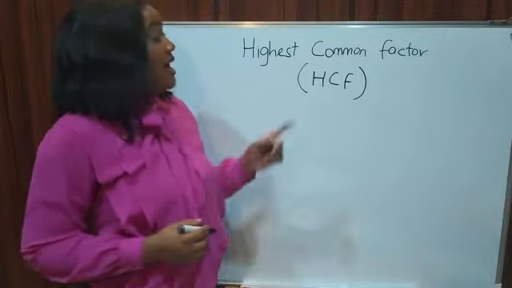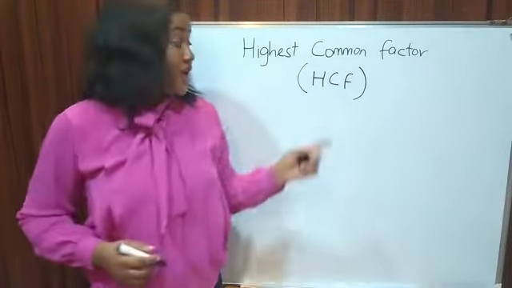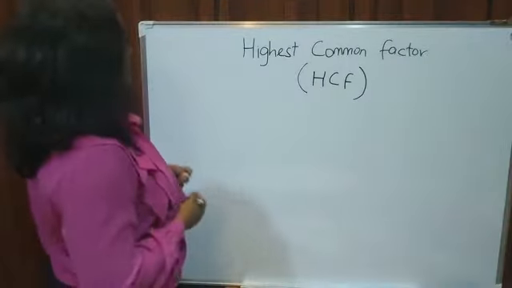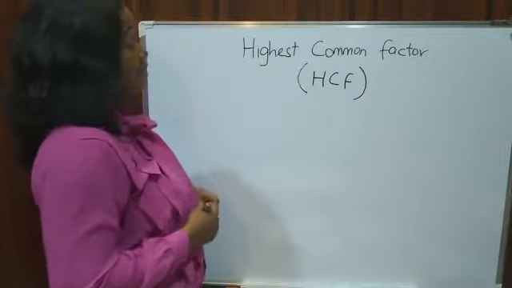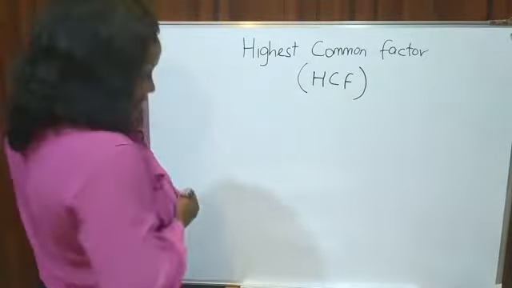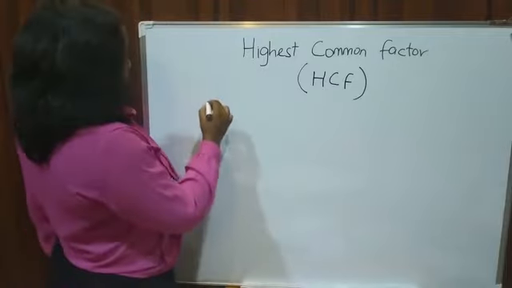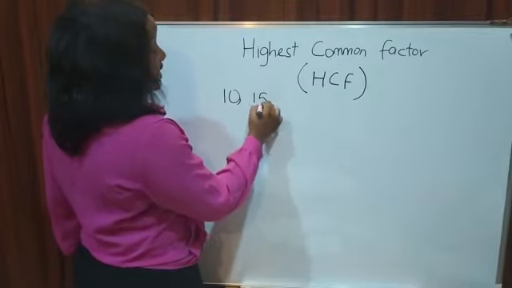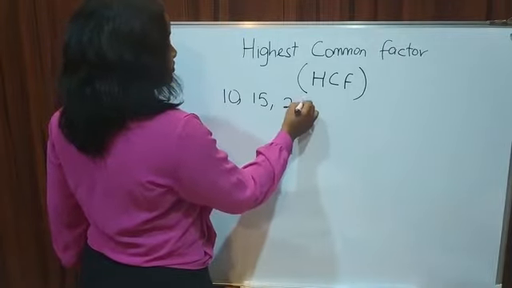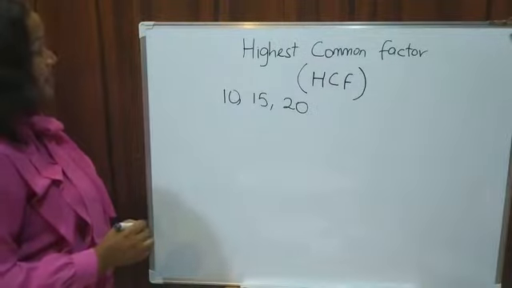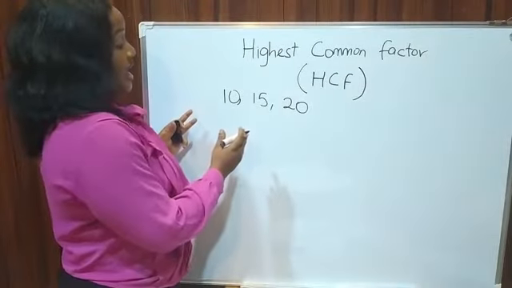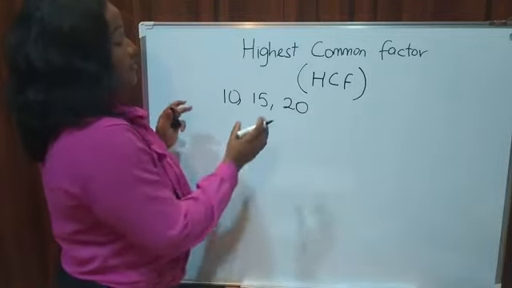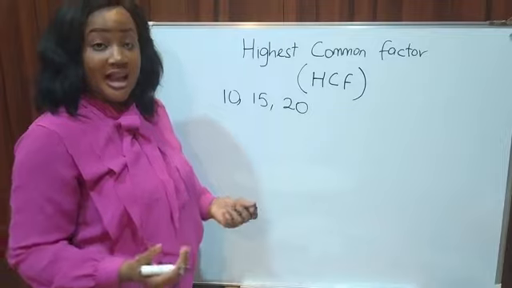So now, let's find out how to find the highest common factor, HCF, of a given set of numbers. You might be given a set of numbers, and you might be required to find the HCF of those numbers. Let's take, for example, you are told to find the HCF of 10, 15, and 20. So you're supposed to represent them as a product of their prime factors. That way, you now find out the common factors they have.